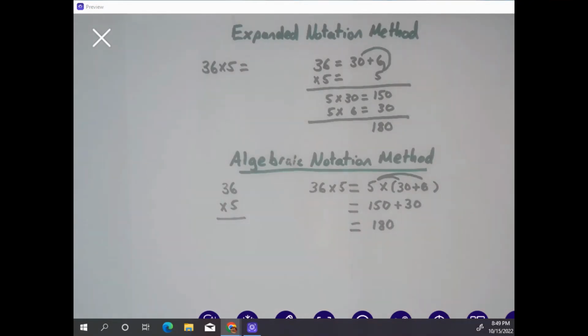Next, why don't you turn to page 56. I'll give you just a minute. Page 56 in your math packet for this unit. I'll let you grab that, and then we'll go ahead and continue the algebraic notation method together.